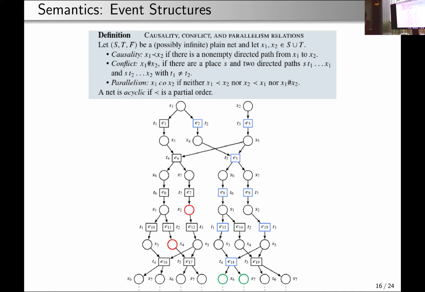And the fact that it's a co-reflection is telling you that different unfoldings can lead to the same event structure. And the fact that there's an adjunction also tells you that given an event structure, there is a standard canonical way to retrieve an unfolding.